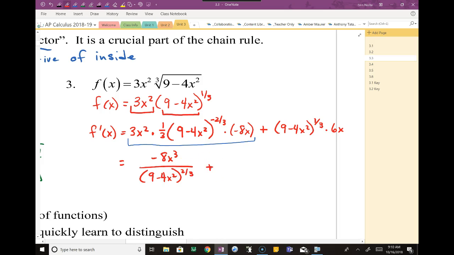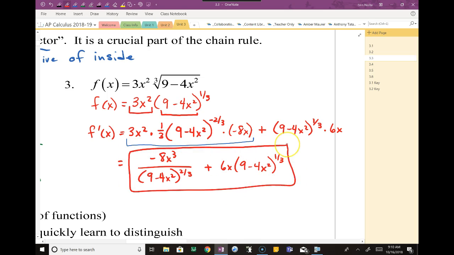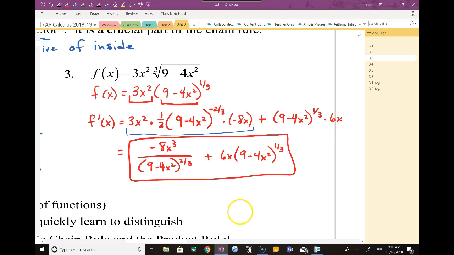Now on my second term, there's really nothing that I can simplify. I can pull the 6x in the front, usually putting a monomial piece in the front and then the quantity in the back. So nothing there, just make it look a little bit nicer. And that's as far as you're going to go. That okay on that simplification piece? Okay.